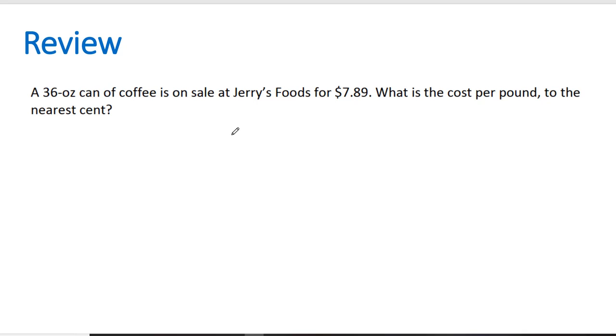Here, a 36-ounce can of coffee is on sale at Jerry's Foods for $7.89. What is the cost per pound to the nearest cent? What I recommend here is that you first convert 36 ounces to pounds. Because we're going from a small unit to a big unit, we're going to divide, and there are 16 ounces in 1 pound, so we're going to divide 36 by 16. And what that gives us is 2.25 pounds.